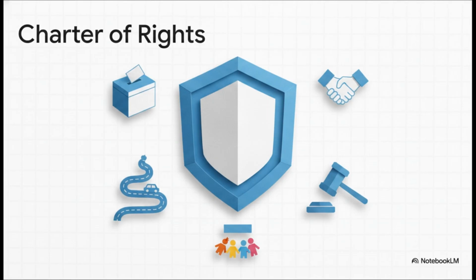It protects fundamental freedoms like religion and expression. It secures democratic rights like voting, mobility rights, legal rights against unreasonable search and seizure, and crucial equality rights under Section 15. This was a massive shift for Canada, moving us to a system where individual rights are fiercely protected by the absolute highest law in the land.